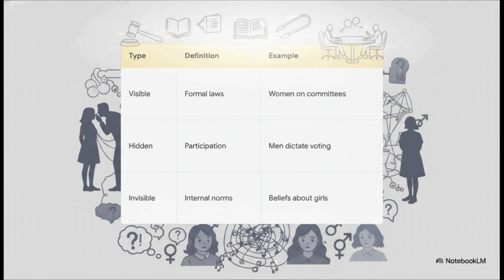Visible power is about formal laws and budgets, like giving women seats on school committees. But listen, simply changing visible representation means nothing if hidden power is at play. That's things like male relatives dictating how those women on the committee vote. And even deeper than that is invisible power, internalized beliefs and norms about what girls are even capable of. Your theory of change absolutely must account for how all these different types of power are going to shift.